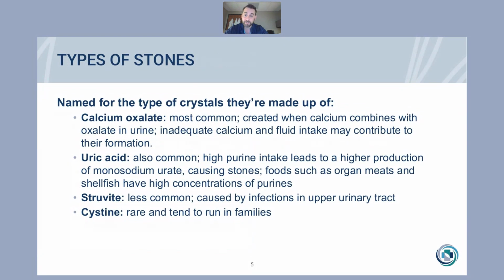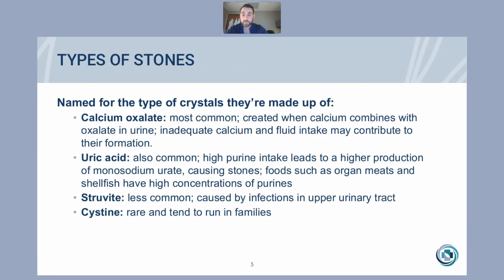As far as types of stones, there are several different types. Calcium oxalate is the most common, about 75%. That occurs when calcium binds with oxalate in the urine, commonly due to inadequate calcium or, most commonly, dehydration. Uric acid stones, the second most common type, relate to high purine intake, which has to do with ingestion of animal proteins and things like that. Foods like organ meats and shellfish have really high concentrations of purines.